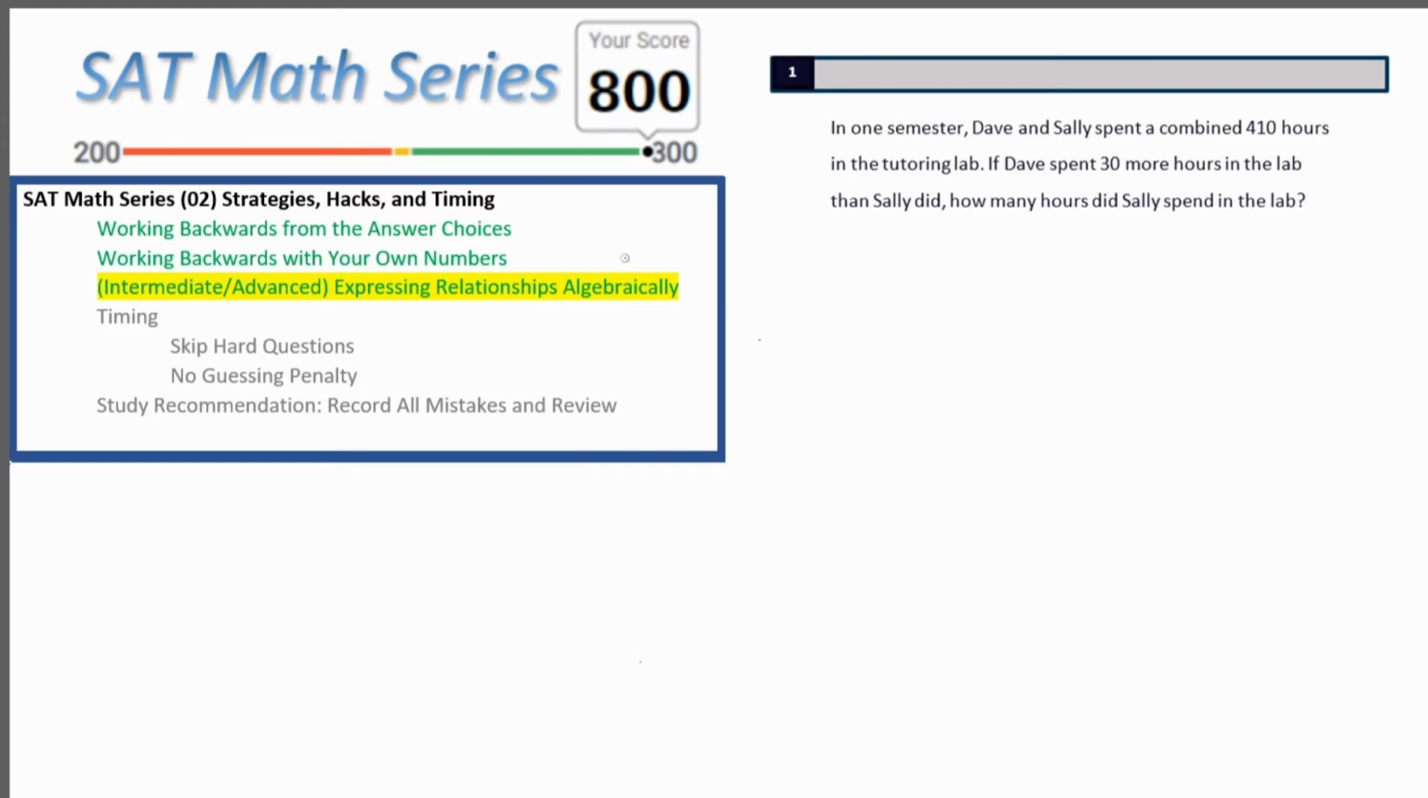And if we simply say that D is the number of hours Dave spent in the lab, and S is the number of hours that Sally spent in the lab, then we see that D plus S must be equal to 410. And this represents this fact here.